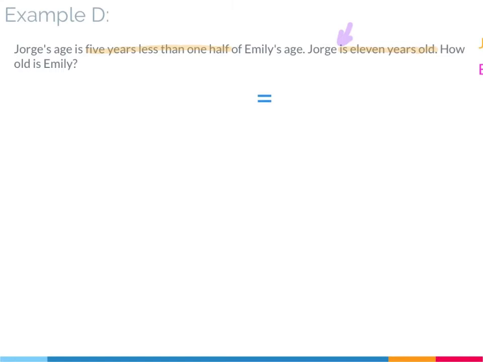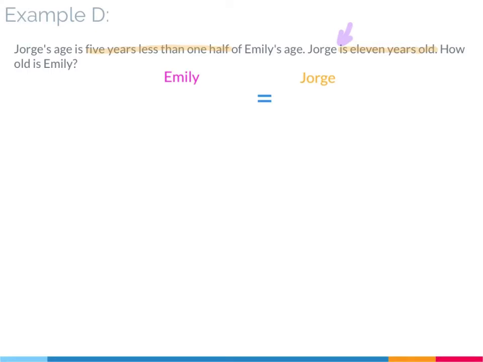I don't have those pretty boxes for me, but I'm going to be talking about two people. So one person's going to be on one side of the equation, the other person is going to be on the other. So we're going to be talking about Jorge on one side of the equation, and I'm going to put him on the right because we know what his age is, and I'm going to put Emily on the left. It doesn't matter. You could switch them. It's your equation. You could set it up however you'd like, as long as Emily was on one side and Jorge was on the other.